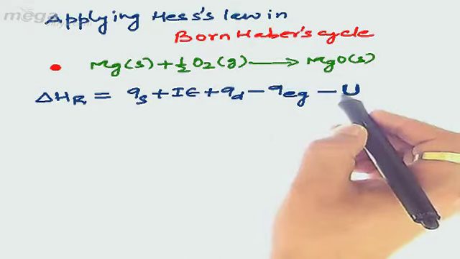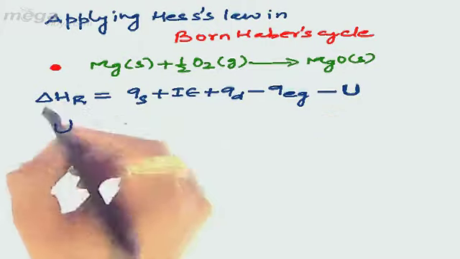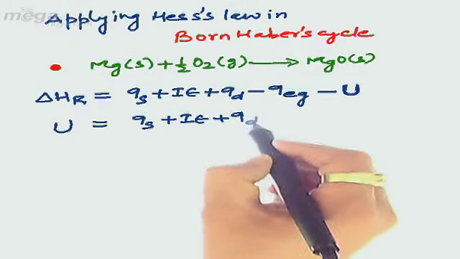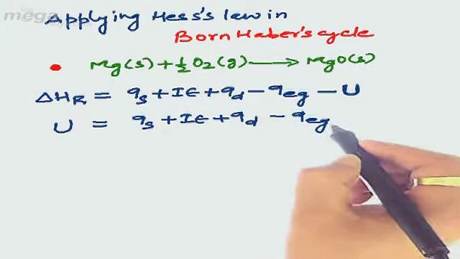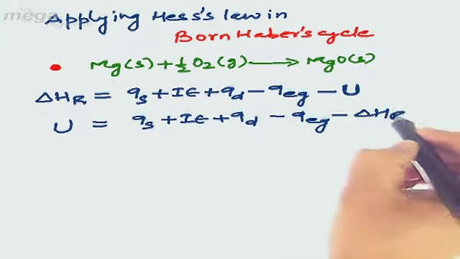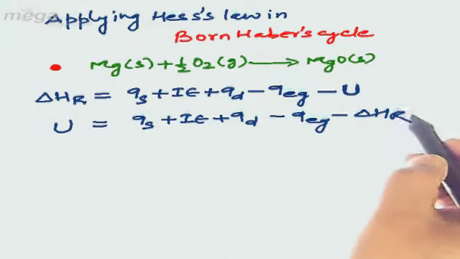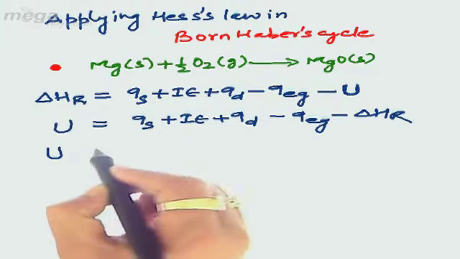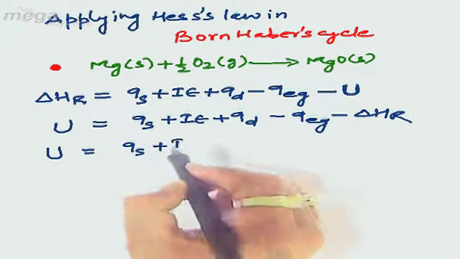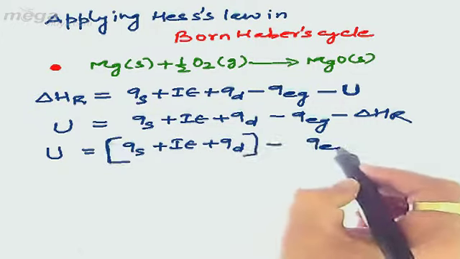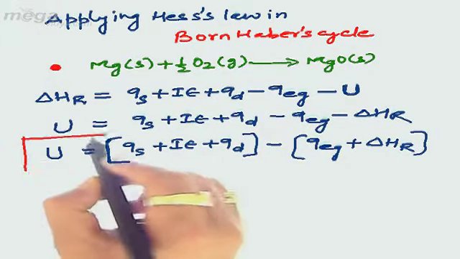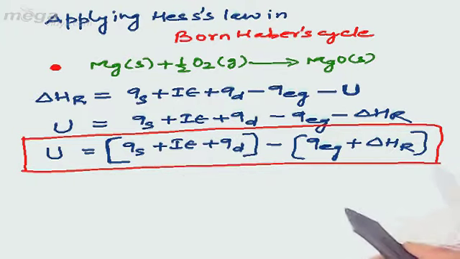So now from here we can write that U, that is lattice energy, taken to the left hand side, will be equal to QS, heat of sublimation, plus ionization energy, plus heat of dissociation, minus heat released during electron gain, minus delta HR. This means we have to bring this delta HR to the right hand side, which represents the heat released in the overall reaction. So we can conclude here that lattice energy will be equal to QS plus IE plus QD minus QEg plus delta HR. This is how we can determine lattice energy by the use of the Born-Haber cycle, which is based on the Hess law of heat summation.